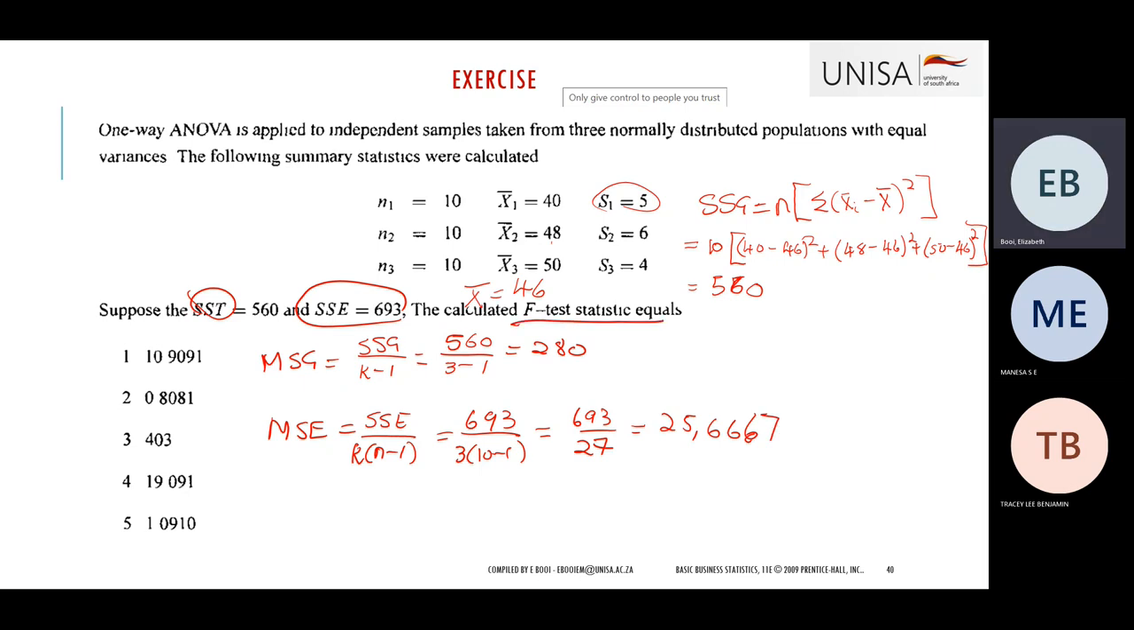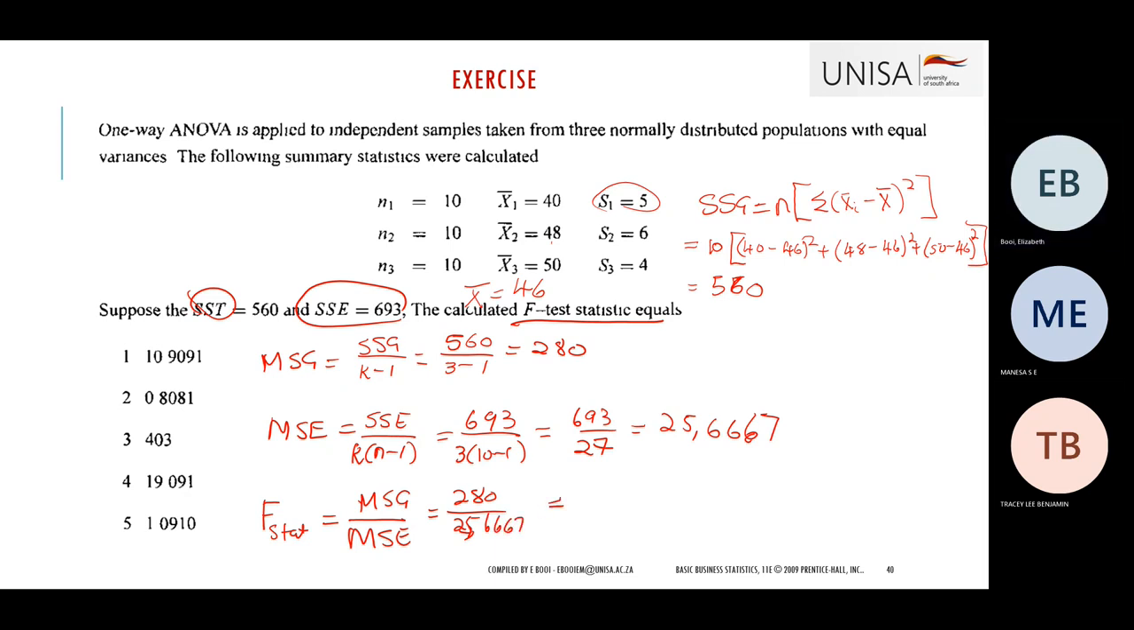Okay, so the question was calculate the F test statistic. F stat will be given by your MSG divided by MSE. MSG is 280 divided by 25.6667. 280 divided by 25.6667 equals 10.90. I think I must leave it at 4 decimals for now. 909. And if I leave it at 4 decimals, then it will be 10.9091.